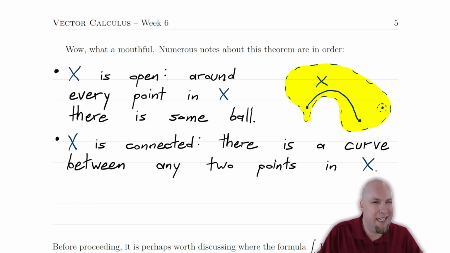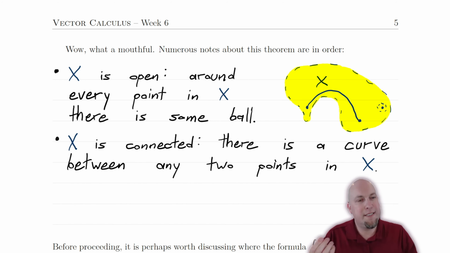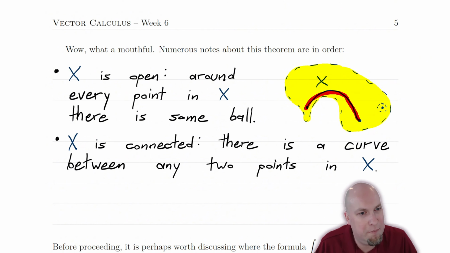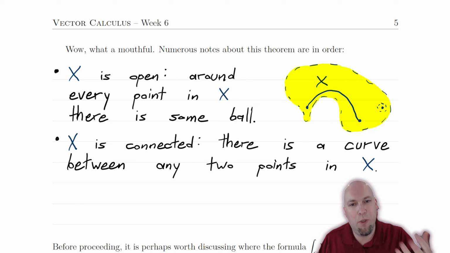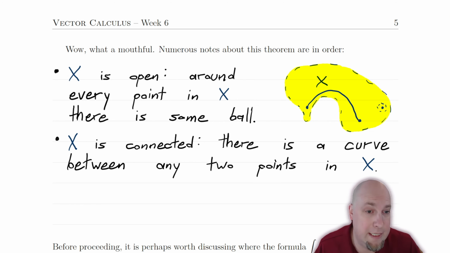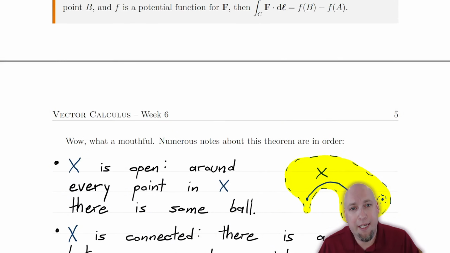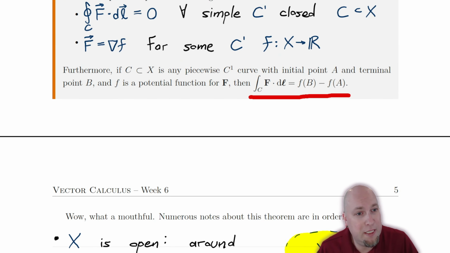We also said that the set has to be connected, which for open sets means that if I pick any 2 points inside the set, I can draw some curve that has endpoints at those 2 points, and that curve's contained entirely in the set. Intuitively, I could imagine drawing a line with my pencil or pen, and I can connect any 2 points without lifting my pencil and without leaving the set. That's what it means for the set here to be connected. And finally, this theorem up here has this nice little formula at the bottom.